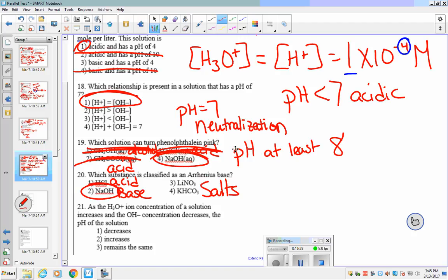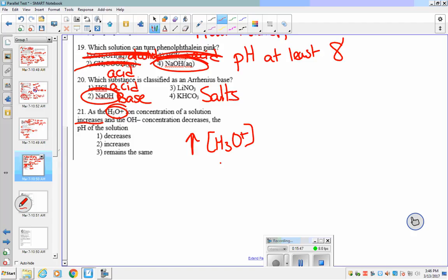Number 21, as the H3O plus concentration of a solution increases, the OH minus concentration decreases. The pH of the solution, what? So we're getting more hydronium whenever we have an increase in H3O plus. We're getting more acidic, therefore we are dropping pH. So what is going to happen here? The pH of this solution is going to decrease.